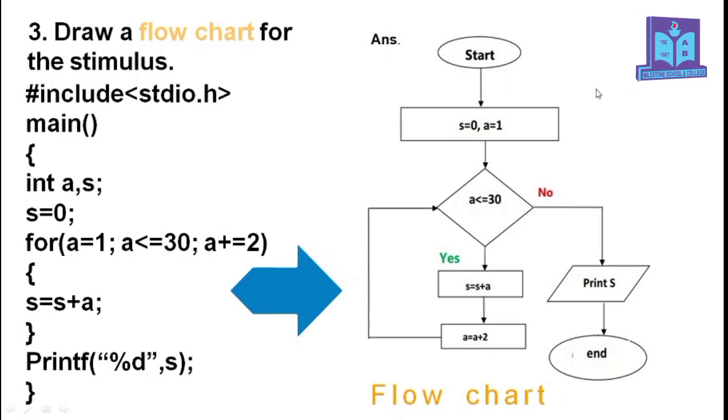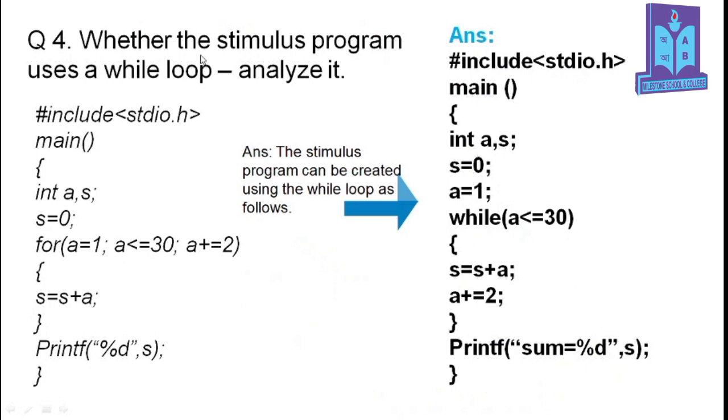Okay, now go to question number 4. This is your skill segment question. Whether the stimulus program uses a while loop, analyze it. Again, carefully read this stem. #include <stdio.h> main, int s, s = 0, for a = 1, a <= 30, a += 2, s = s + a, and printf("%d", s). The answer is the stimulus program can be created using the while loop as follows.